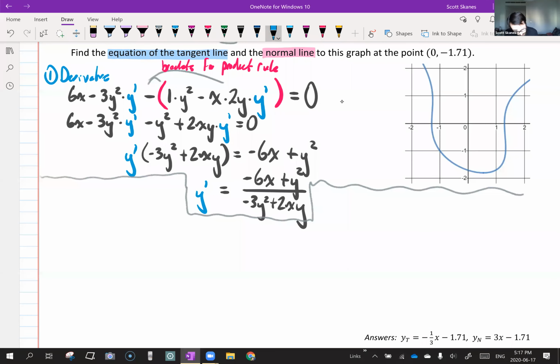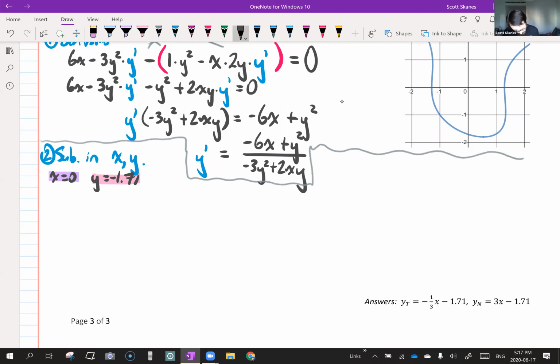The second step is always sub in your values. But we have x's and y's, so we need to sub in x and y. In this case, x is 0 and y is negative 1.71. That's from earlier in the question. It looks harder than it is. It's actually not that bad. So what's our y prime going to be? It's going to be negative 6 times 0, so it's going to cancel. And this is negative 1.71 all squared over negative 3 times negative 1.71 squared plus 2 times 0 times negative 1.71.